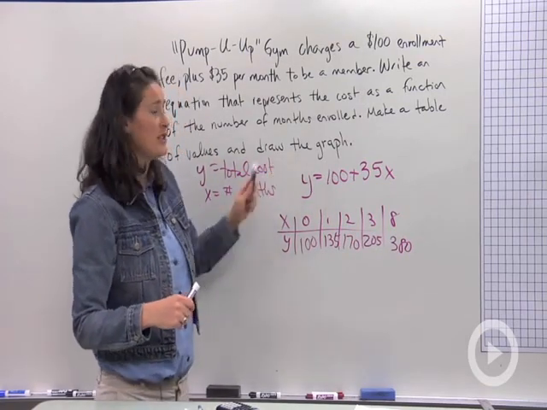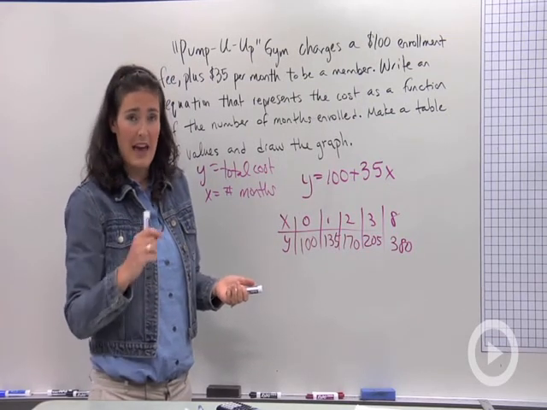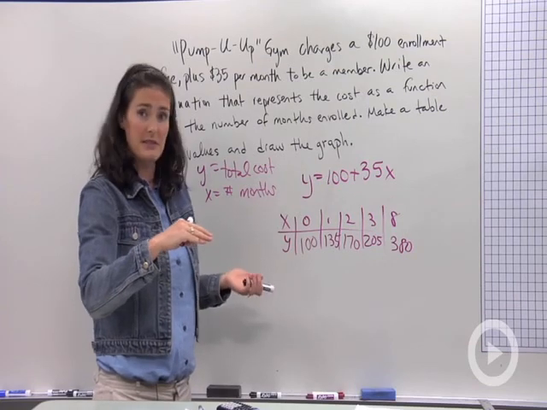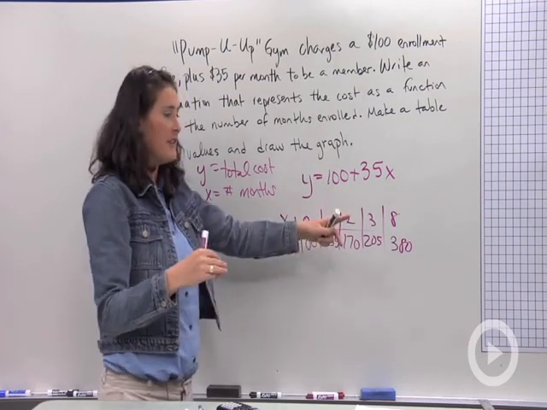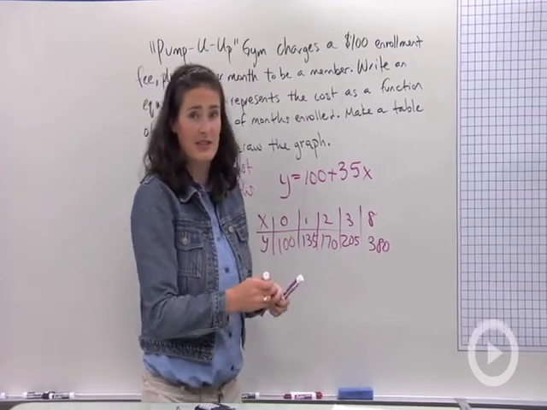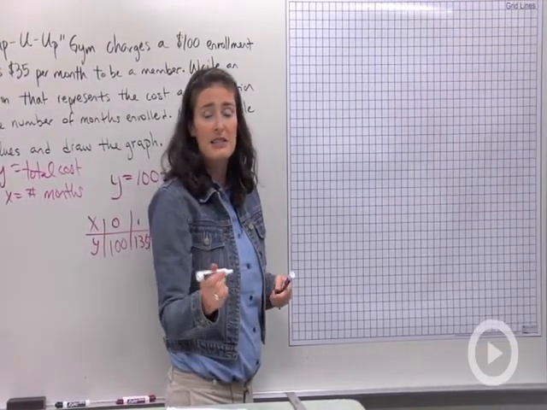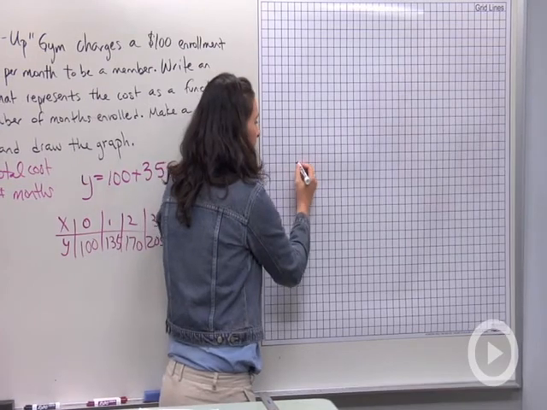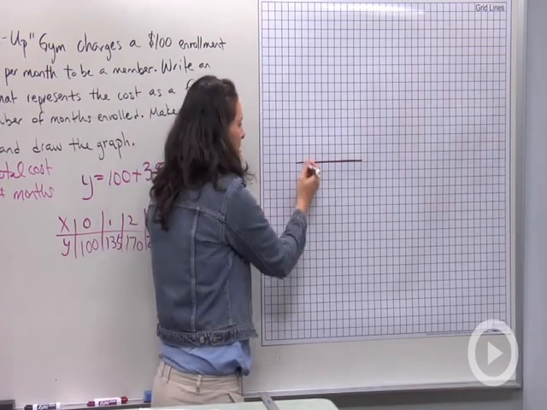Next thing I need to do is draw the graph. So what I'm going to do is set up my axes with x on the horizontal axis representing months, y on the vertical will represent total cost, and then I'm going to put these dots on there and connect them. So let's come over to my graph so I can start drawing the picture. For my x-axis for months, the highest number I picked was 8. So I'm going to start numbering my axes going all the way out to 8.